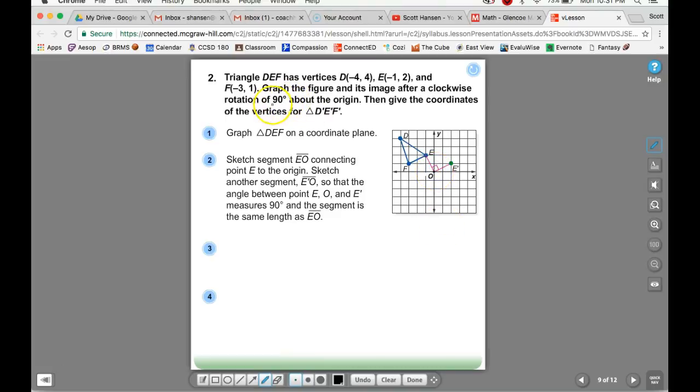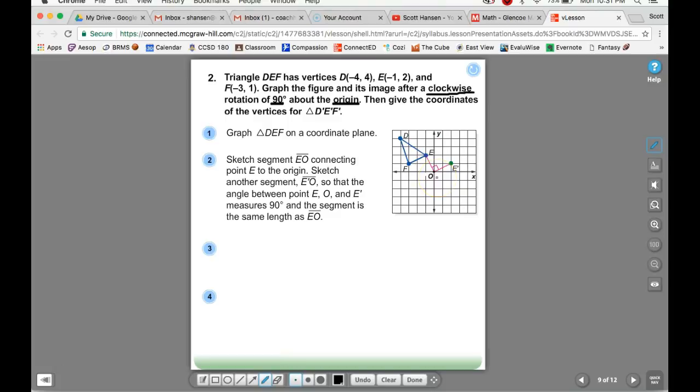So just like with the previous example, I need to know what I'm doing and what direction. So clockwise, 90 degrees. And of course, this time we're going about the origin. So you'll notice this pink angle represents a 90-degree angle from point E, going through the origin. It says sketch segment EO.